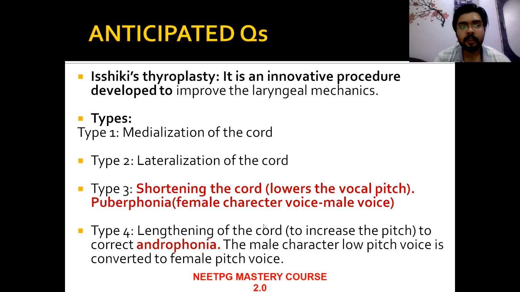So we were talking about the anticipated questions regarding Isshiki's thyroplasty. So type 1 is medialization of the cord, type 2 is lateralization of the cord, type 3 is shortening of the vocal cord. Now if you do a procedure which shortens the length of the vocal cord, it will lower the pitch. So why is it important? Because in case of puberphonia, like males having a female voice, means high pitch voice, if you make the vocal cord lax, it will lower the pitch, and lowering the pitch means male character voice. So in case of puberphonia we do type 3 thyroplasty.